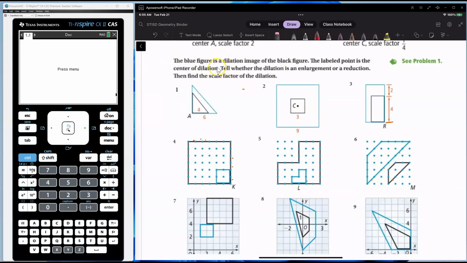The blue image is a dilation image of the black figure. So in other words, the black figure is the pre-image and the blue is the image. The center here is A. Tell whether dilation is enlargement or reduction. So in this case, the final image is the larger triangle, so that will be an enlargement.